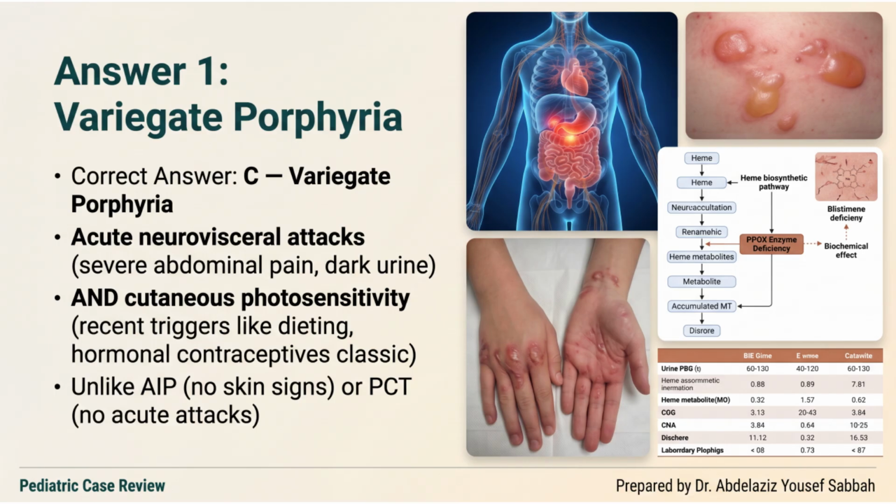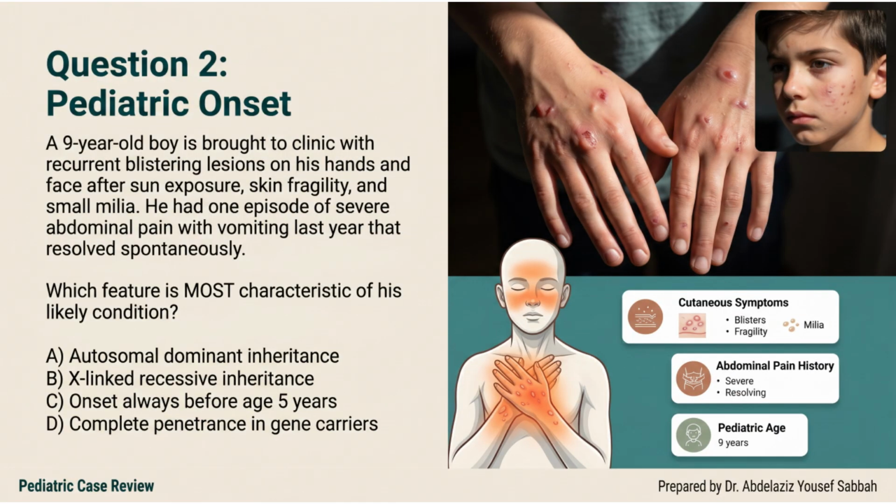cutaneous photosensitivity. This separates it from acute intermittent porphyria, which causes acute attacks but no skin signs, and from porphyria cutanea tarda, which causes skin disease but no acute attacks. In a teenager with an acute attack plus a tendency to photosensitive skin lesions, variegate porphyria should be high on the list.